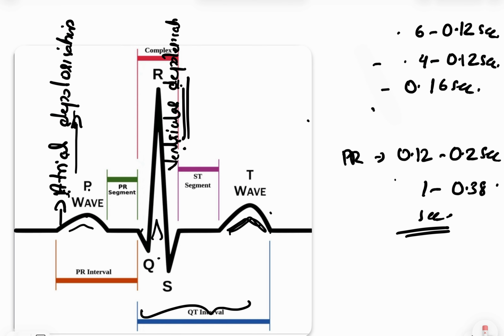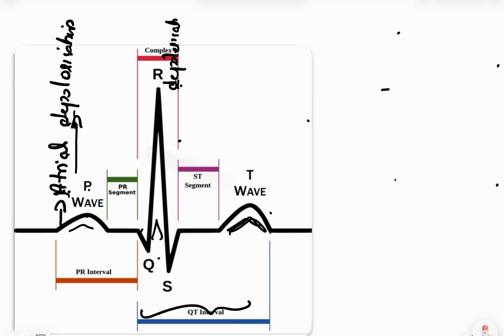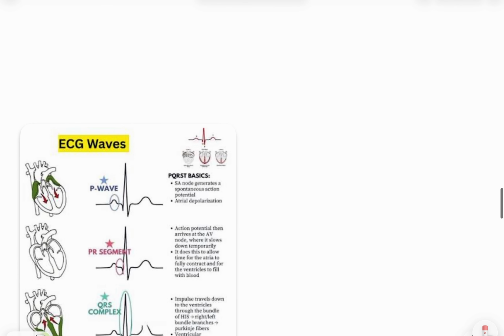You have to remember all these numbers in detail, so that when you get a question, like the one asked once before, what is the time taken for a P wave in an ECG? The answer was 0.06 to 0.12 seconds. So remember all these numbers in case they come up in an MCQ examination. That is what an ECG looks like, and these are the different things happening in it.